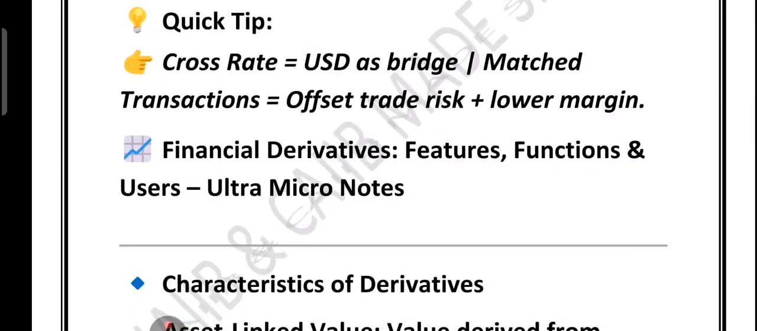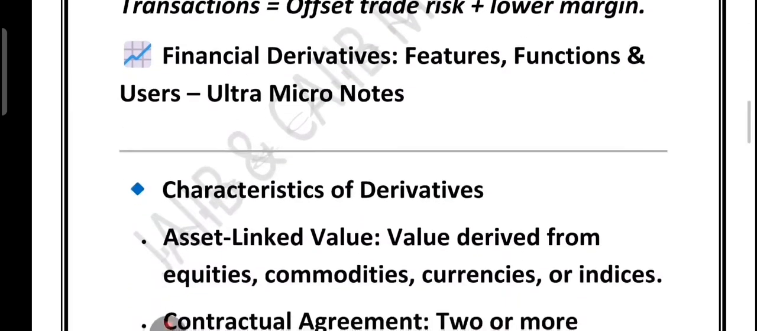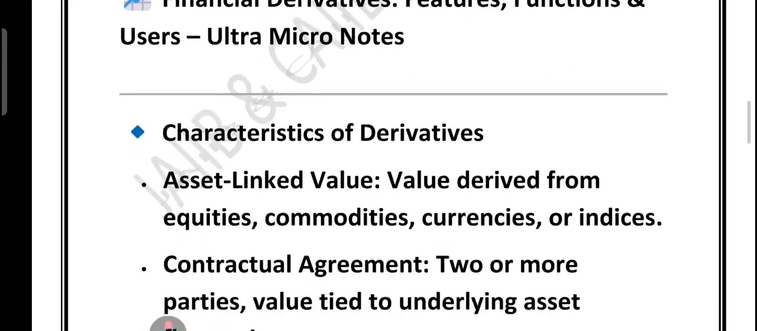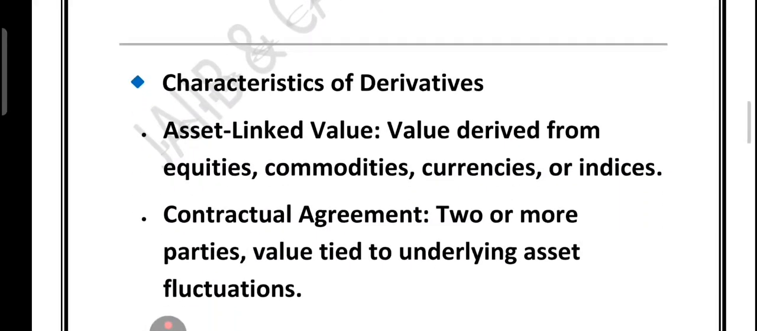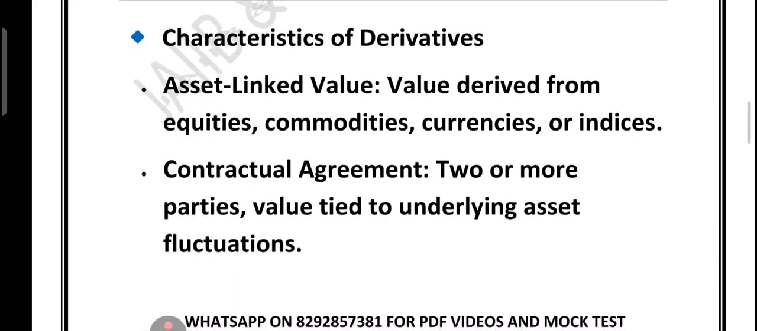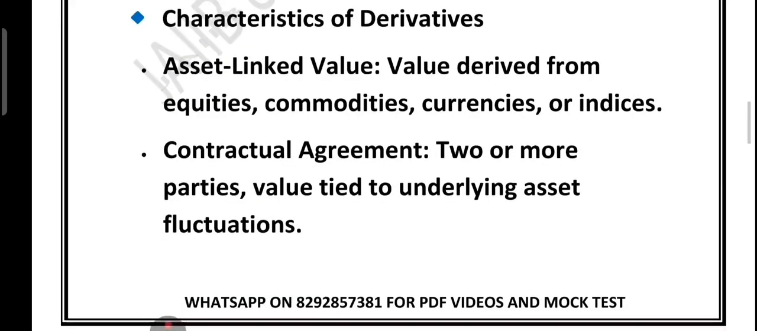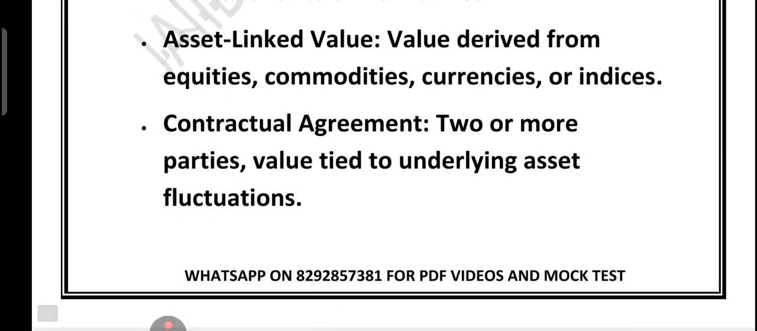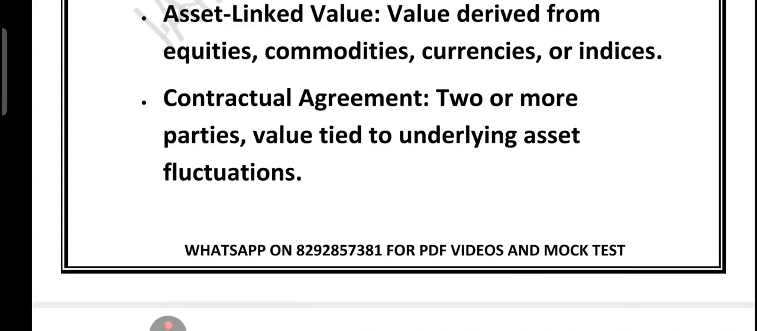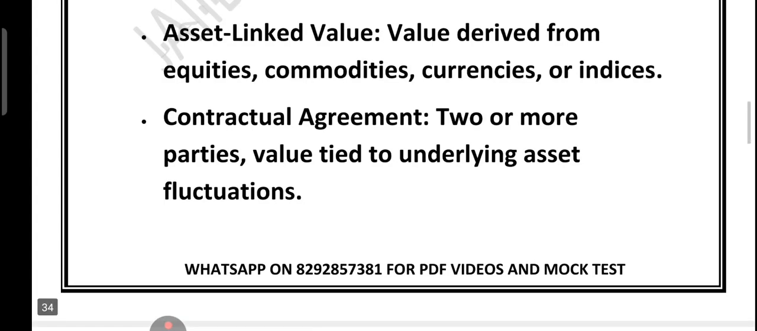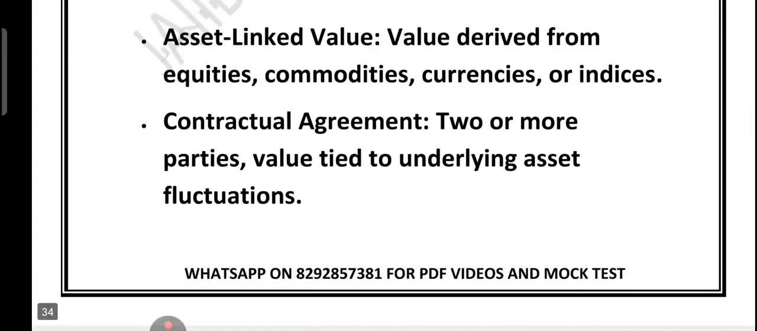Now let's switch our focus to the derivative. A derivative is a financial contract whose value comes from something else, like a stock, commodities, currencies, or market indices. Derivatives are essentially an agreement between two or more parties where the payoff depends on how the underlying asset price moves, right? So we are talking about derivatives, financial contracts whose value comes from something else: a stock, commodities, currencies.